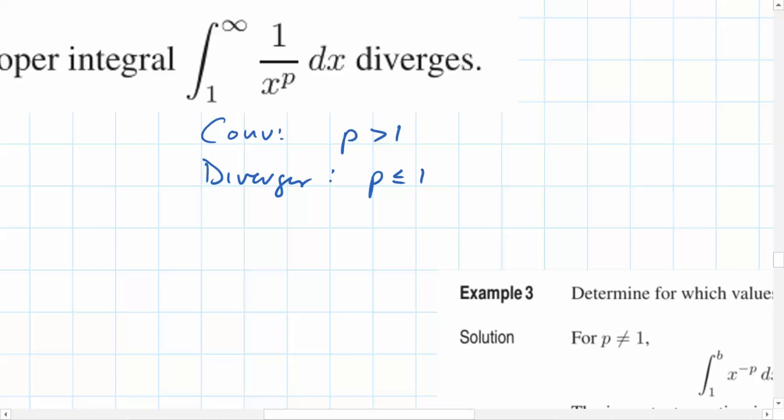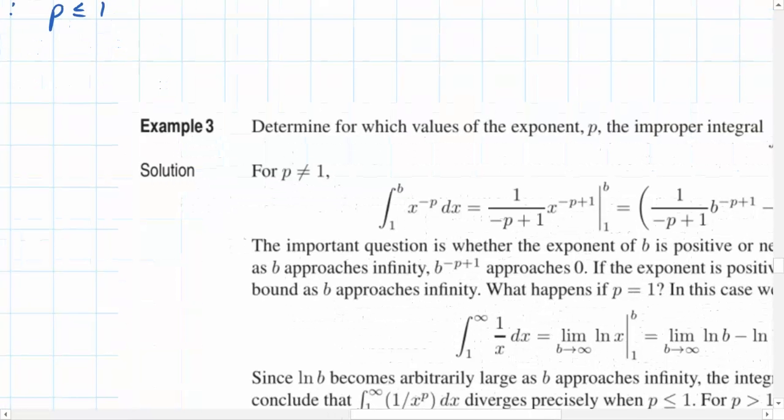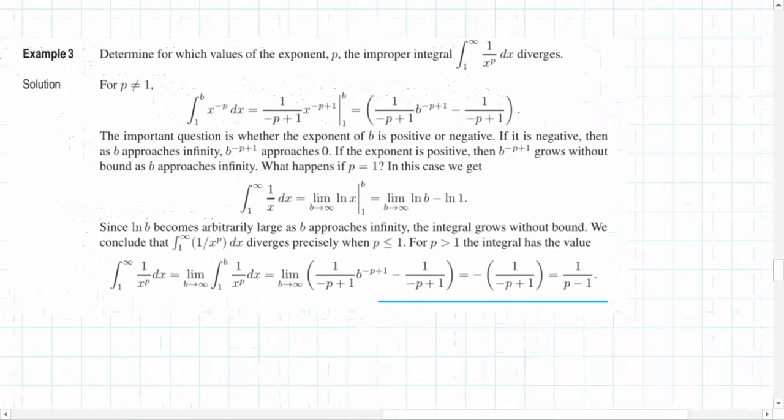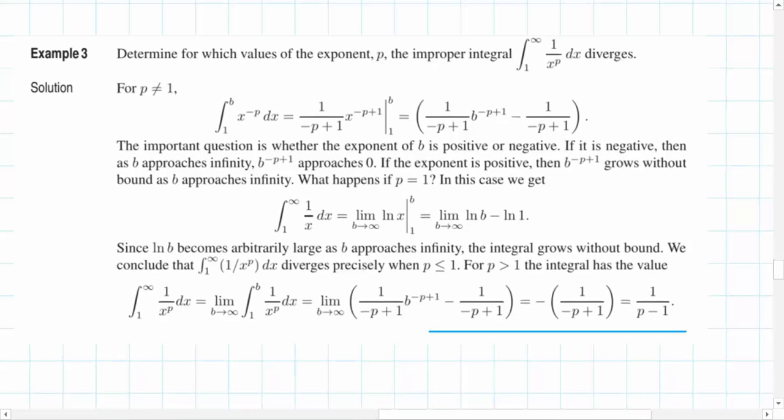Less than or equal to 1, right? The proof of that I'm not going to do, and you're not responsible for, but I highly recommend reading it. I put it in your notes. It's on page like 796 or something like that. You run an improper integral on it and you do an analysis.